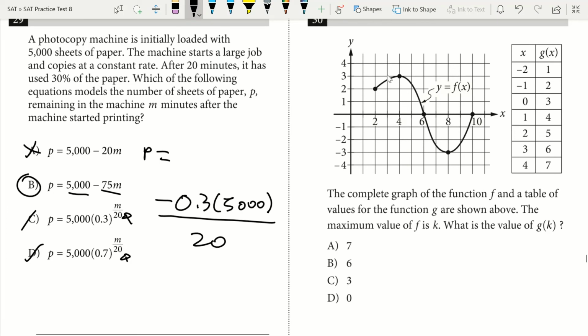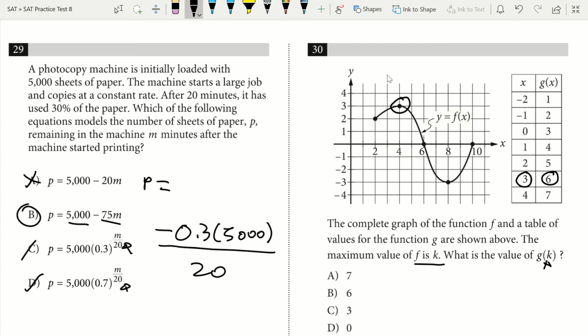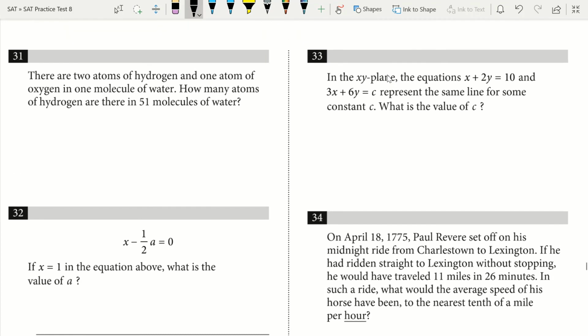The complete graph of the function f and a table of values for the function g are shown above. The maximum value of f is k. What is the value of g of k? Alright, well, the maximum value of f I see is going to be right here. Okay, so the maximum value of f is 3. So I plug in 3 then into my equation on the right for g of x. So I plug in 3 for x, right? G of k means I'm putting in 3 for x. I put in 3 for x and I see I get 6. So my answer there is going to be B. Alright, now I move on to question 31. We're on the free response now, if you want to call it that.